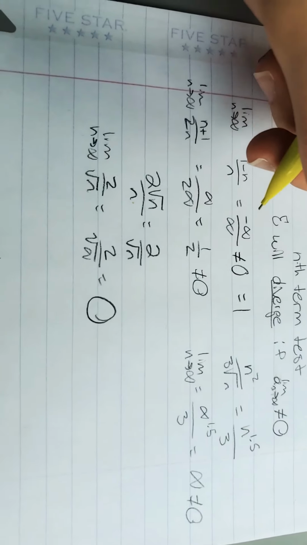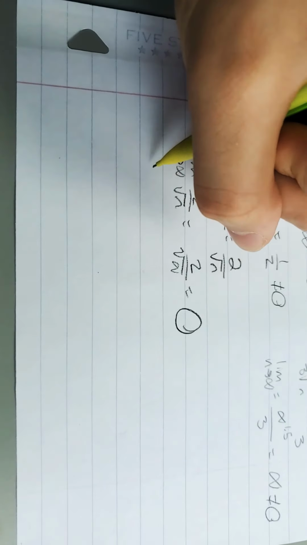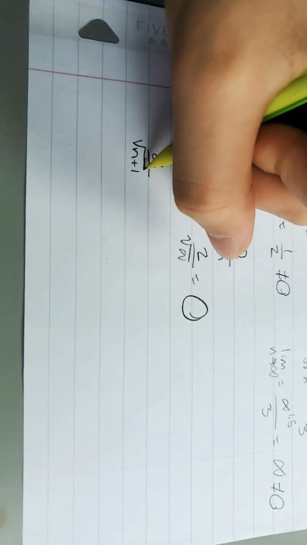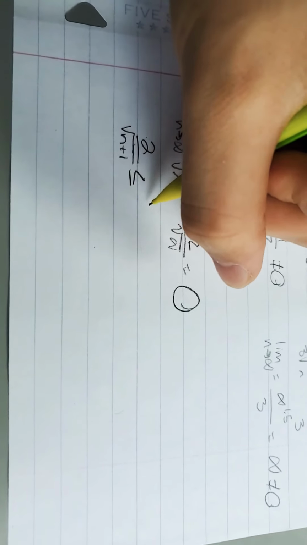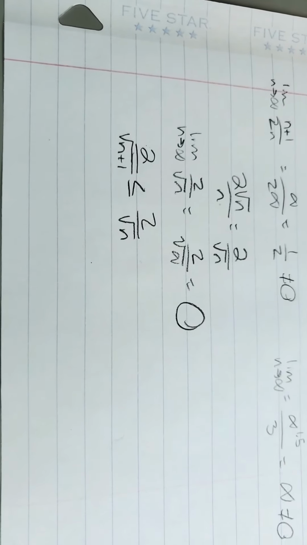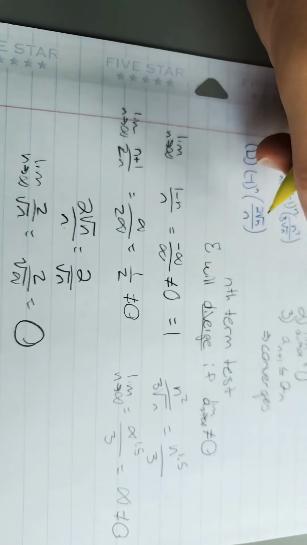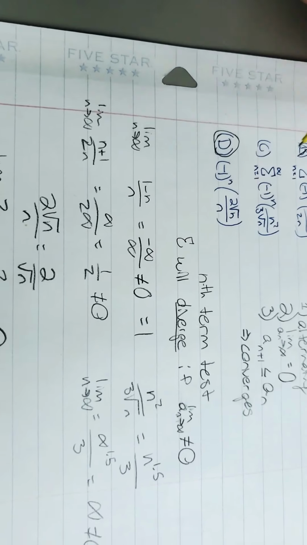Now I just need to make sure that it's decreasing. So that's saying that 2 over root n plus 1 is less than that. And as we can see, that is true, because when that number has a greater denominator, the number is going to be smaller. So our answer will be D.